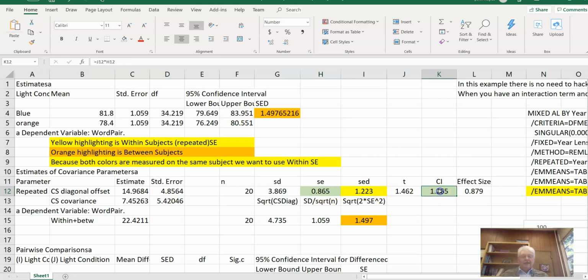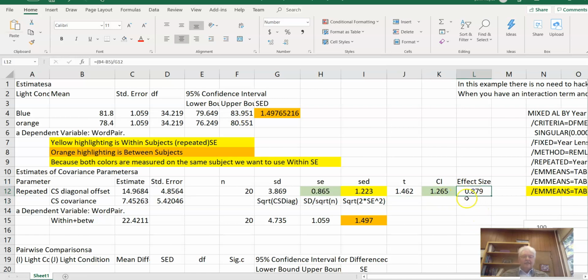We use our standard error in the confidence interval. We take that standard error and we multiply it times the t, the 84% confidence interval t. That's t inverse times 0.16 times n minus 1. And we get a confidence interval of 1.265.